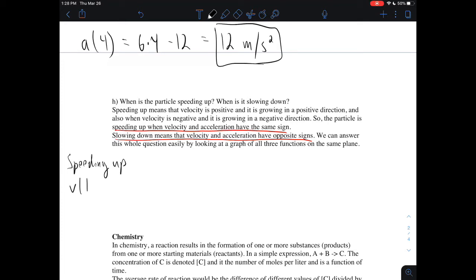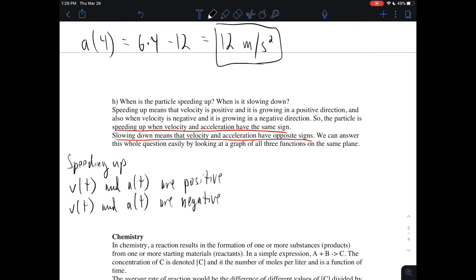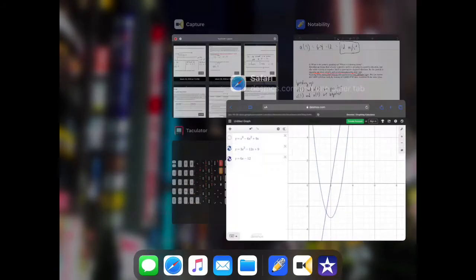v of t and a of t are positive, meaning both graphs are above the x-axis or horizontal axis. And we also have when v of t and a of t are both negative. So let's go back to our graph and see when both of those functions are positive first.